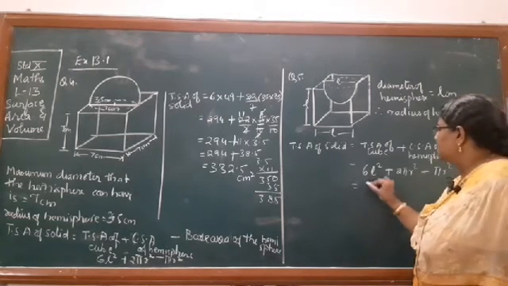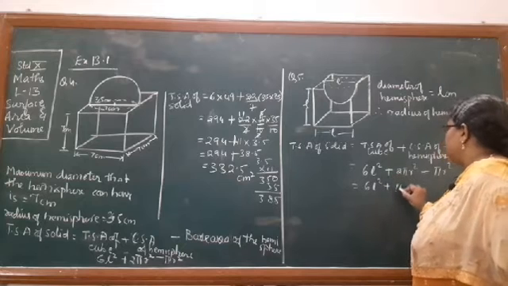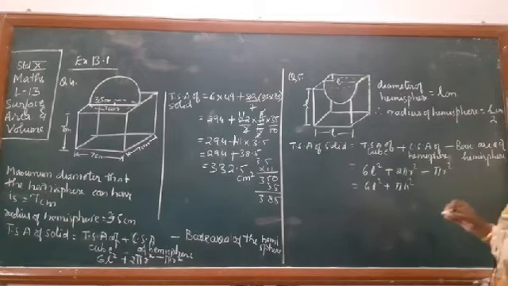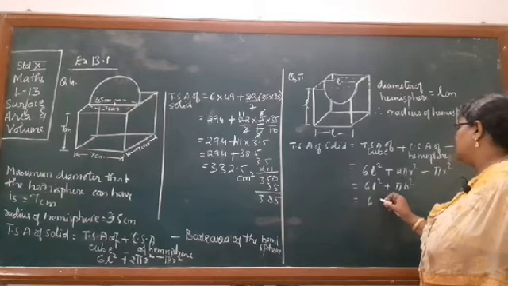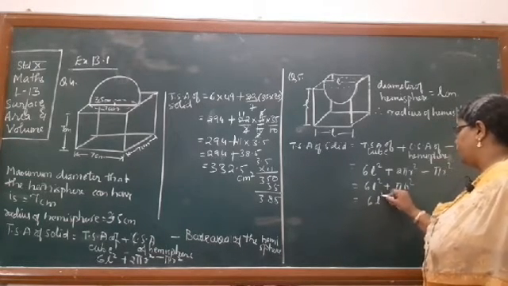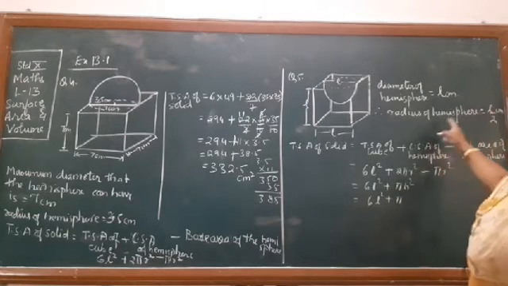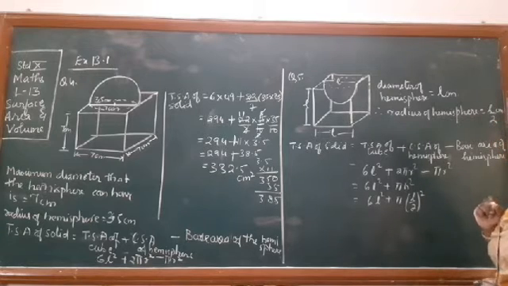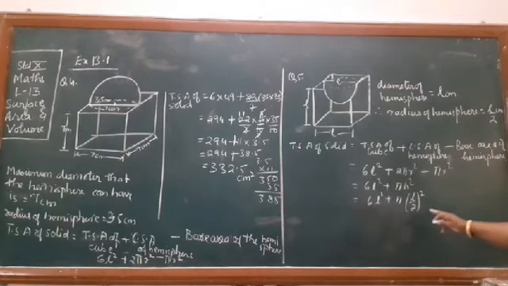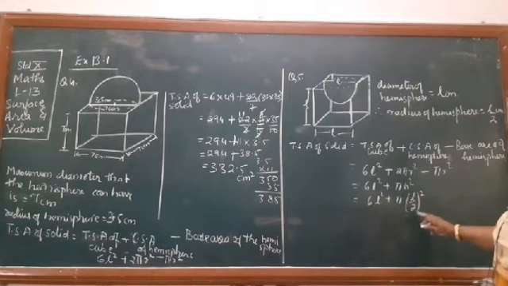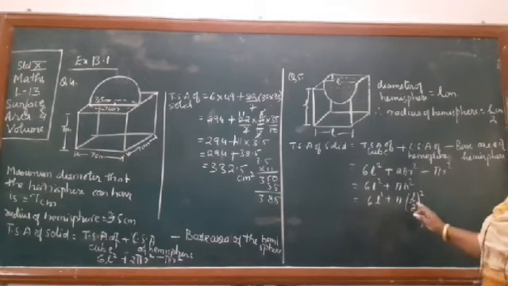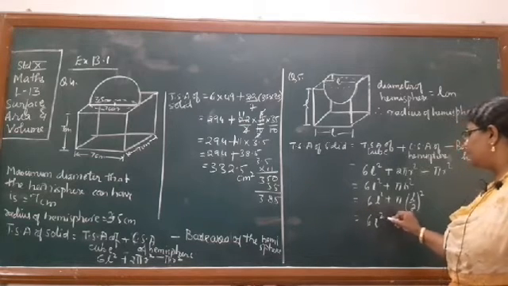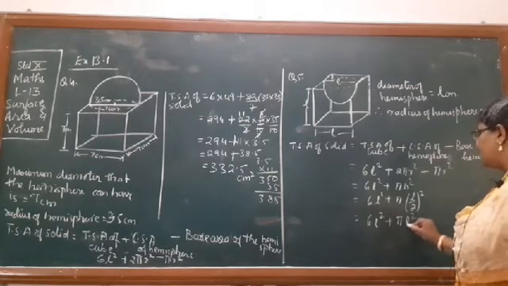Okay, so this becomes 6L square plus πr square, because 2πr square minus πr square will be πr square. So 6L square plus pi. Now r is what? It is L by 2, so I will write it as L by 2 the whole square. R is L by 2, so we have written that. L by 2 the whole square becomes 6L square plus pi L square by 4.